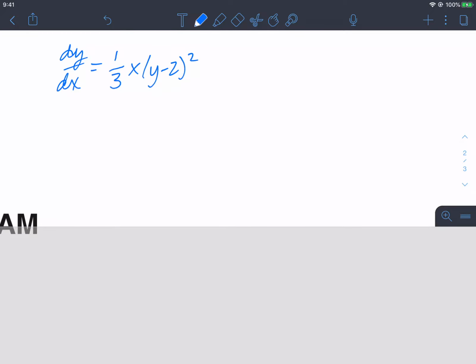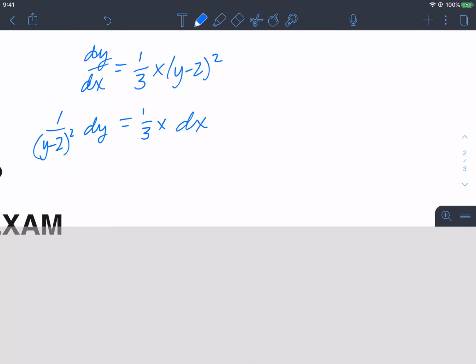Everything with an x needs to move to one side and everything with a y will need to move to the other side. So the 1/3 x would stay and the dx would come over here with it. I would divide by the (y minus 2) squared and the dy would stay.